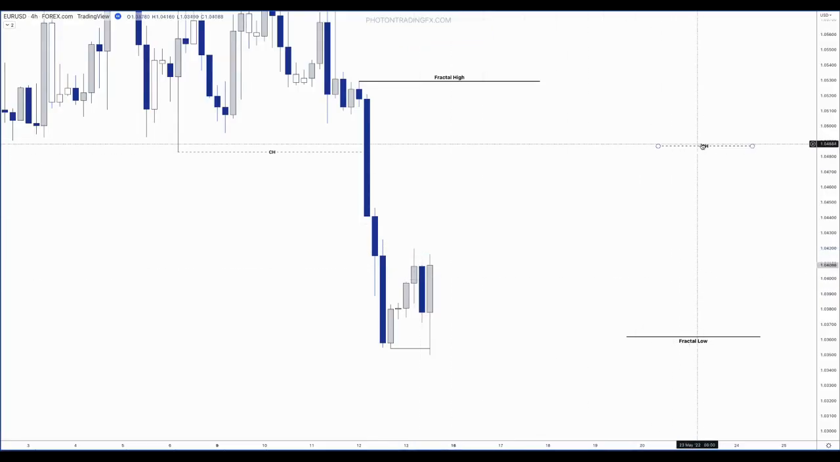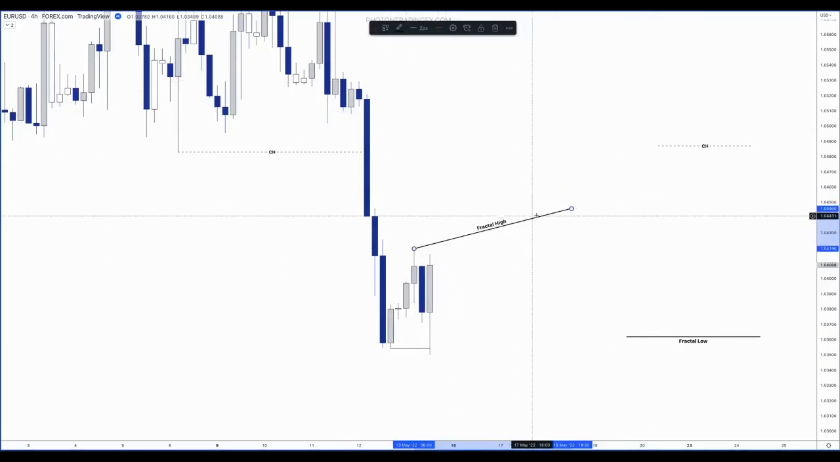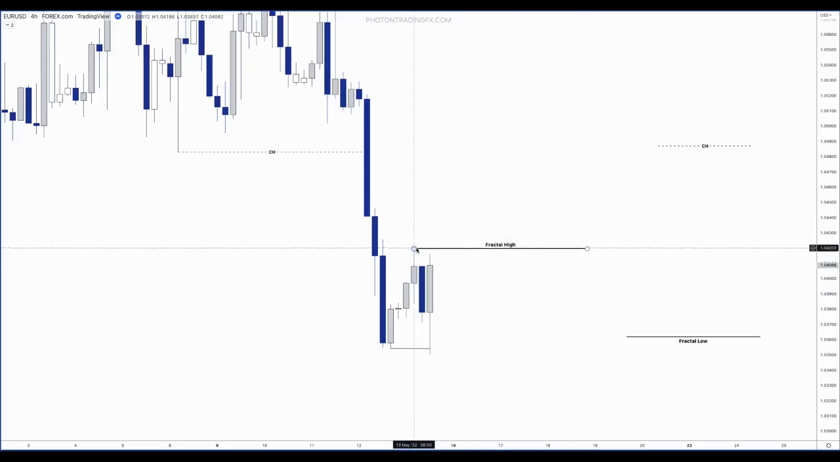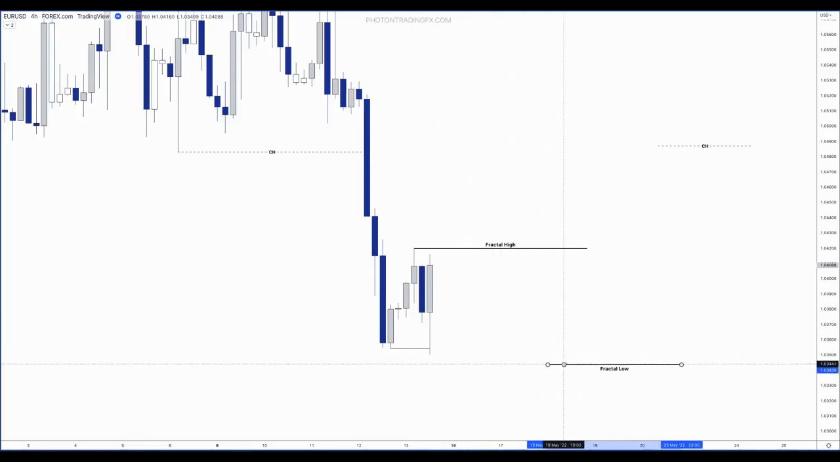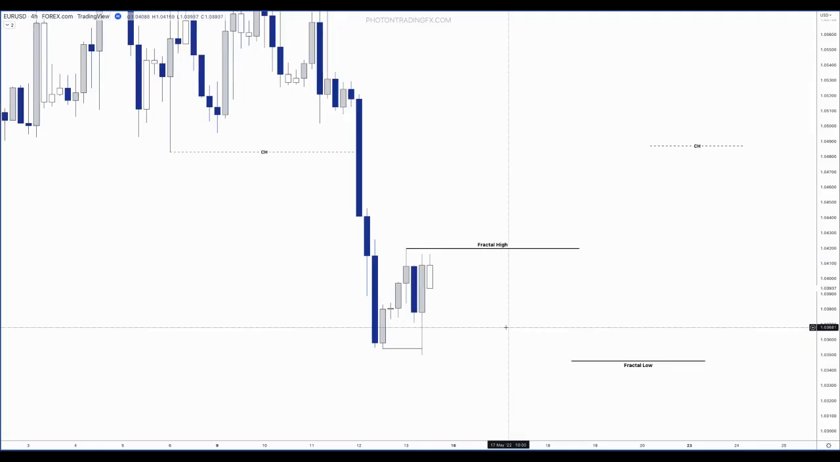So this is where we can move our fractal high down to this level at that exact moment, okay? That becomes our fractal high. And obviously this is the low, but we can draw it on when we actually get the next candle to fail to break that previous candle's low. So now we've actually had that confirmed pullback, that fractal pullback.